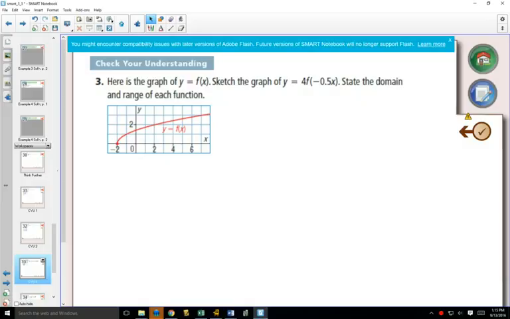So we've got a graph of f(x) there, and we're asked to sketch the graph of y = 4f(-0.5x). This is in function notation, and if we're going from left to right, the first number we run into is the 4. What is that 4 going to do?